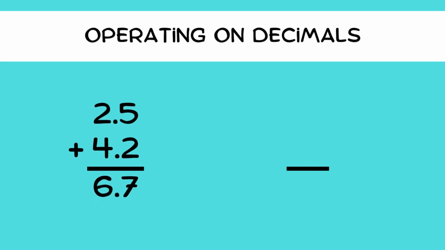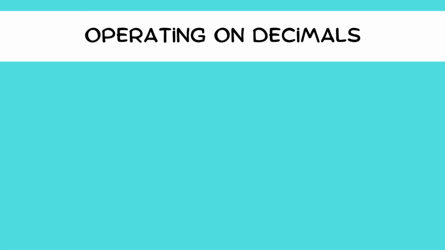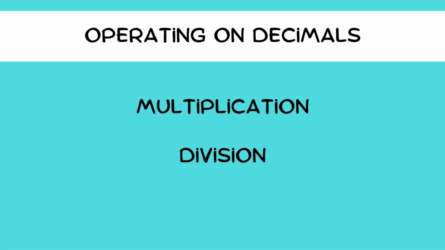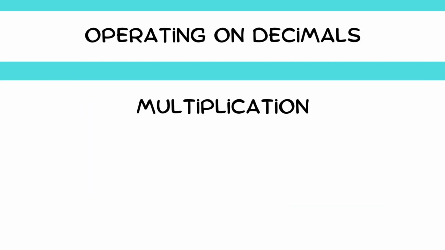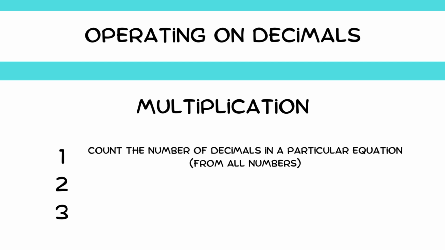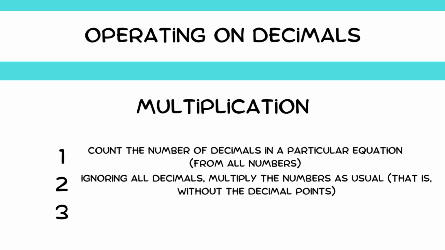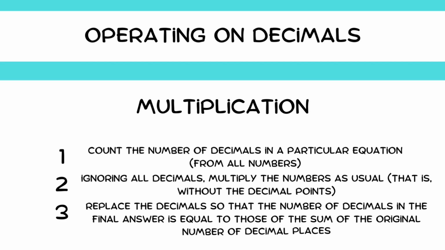Our next topic comes when we use operations on decimals. We know that addition and subtraction is simple. However, when we consider multiplication and division, this will need explanation. With multiplication, there are three main processes in order to multiply decimals. First, count the number of decimal places within each number. Then, ignoring all decimals, multiply the numbers as usual. Then finally, put the decimals in your final answer so they are equal to those in the original calculation.